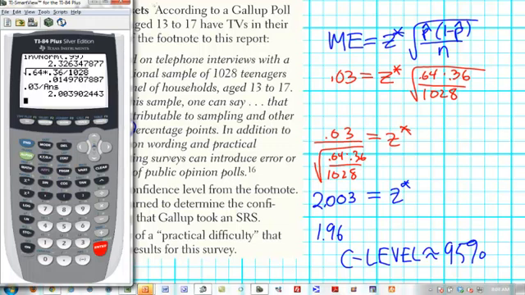All right? Yeah. All right. Meaning that if I use this process many, many times, 95 times out of 100, or 19 times out of 20, the confidence interval created captures the true proportion. All right?